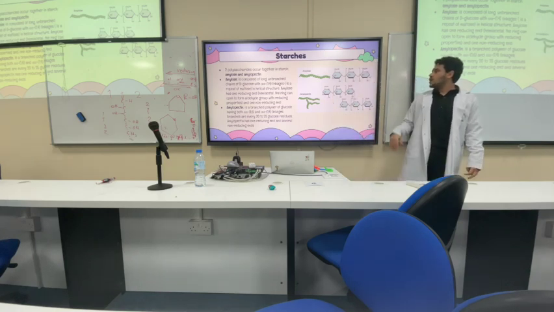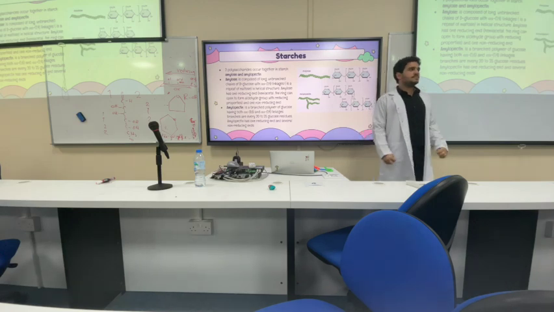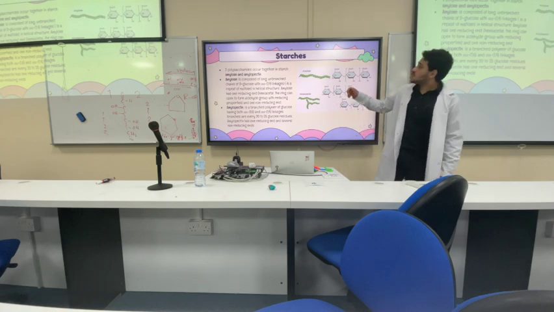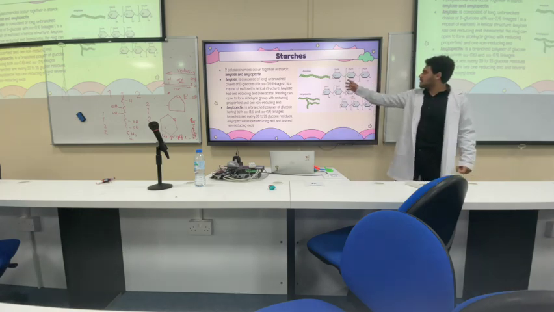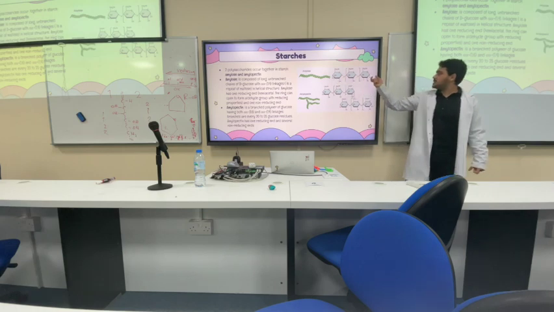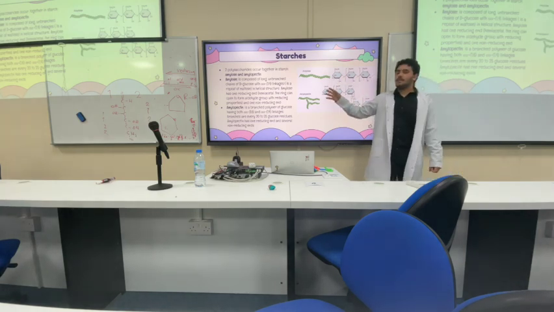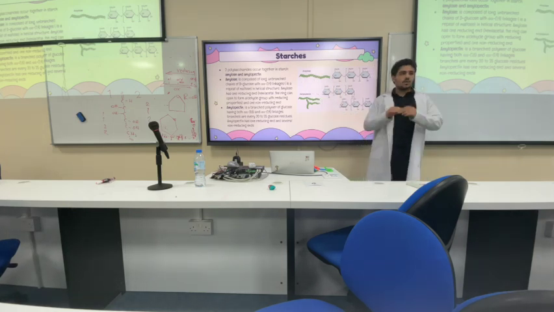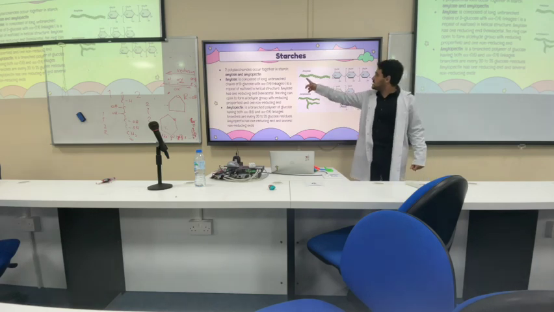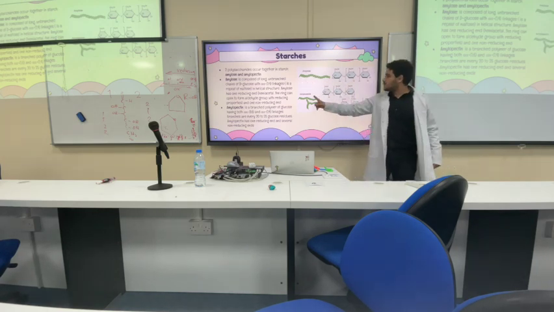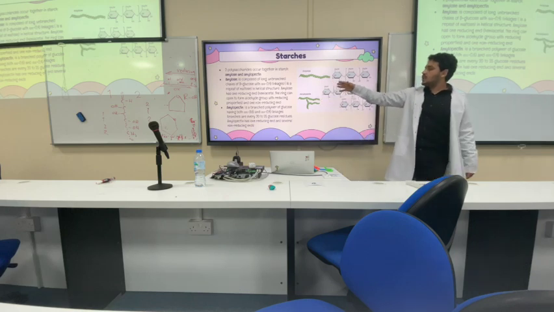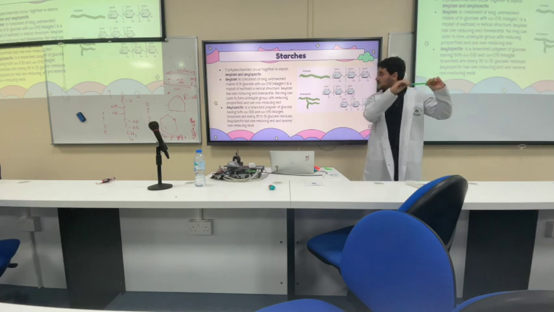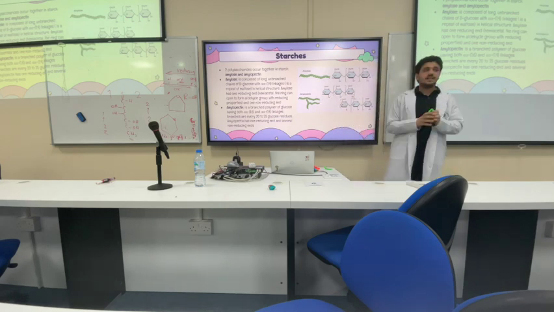We start off with starch. Do you know where we find starches? In plants, yes, in fruits and vegetables. So they have the glucose molecule as a repeated unit. The different thing about starches is that there are two types of chains: amylose and amylopectin. Amylose is long and unbranched, meaning it has no branches, it's straight like this. And yes, it is helical in structure.